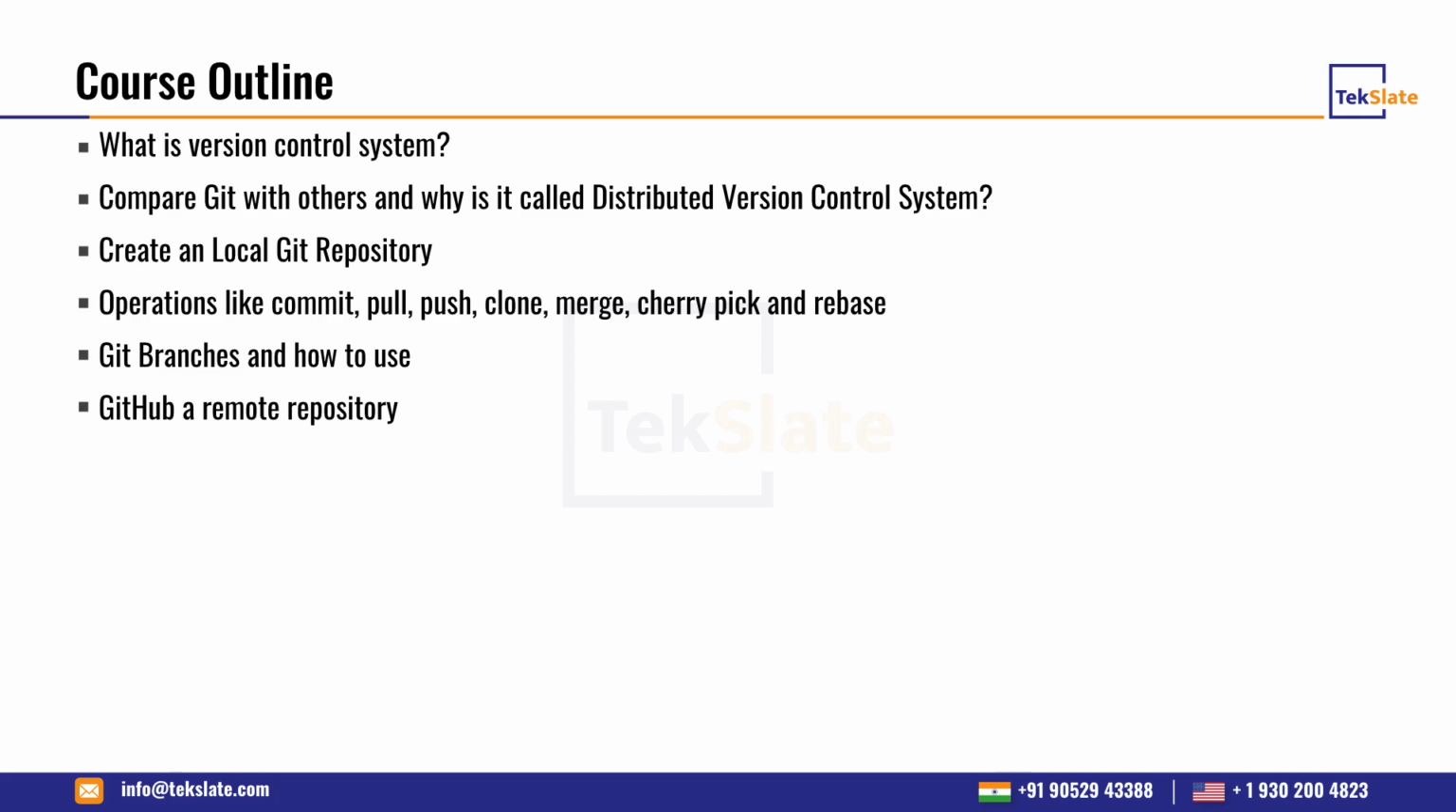is what is a version controlling system, comparing Git with others, and why it is called a distributed version control system. Create a local Git repository and operations like commit, pull, push, clone, merge, cherry-pick, and rebase. And then Git branches and how to use GitHub as a remote repository.